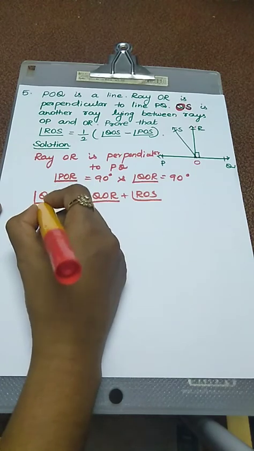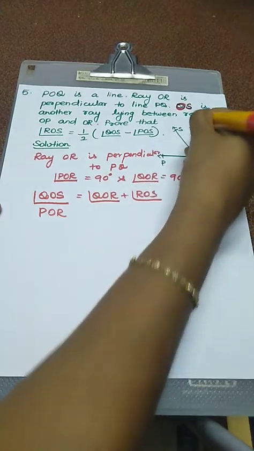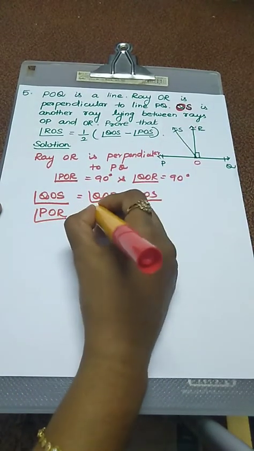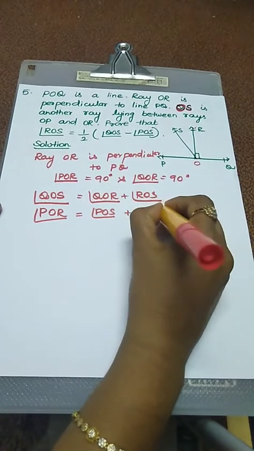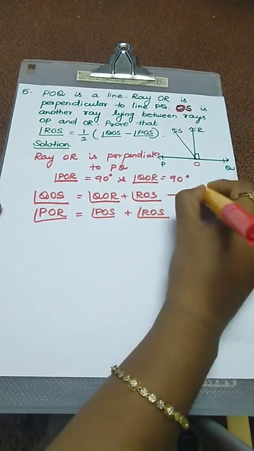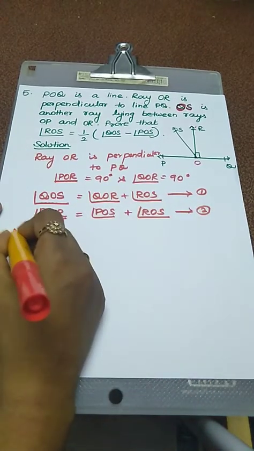Then how can we write POR? The second one is equal to POS plus ROS. This is the first equation, this is the second equation. Okay, actually adding 1 and 2.